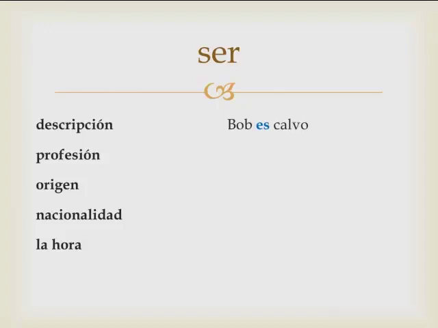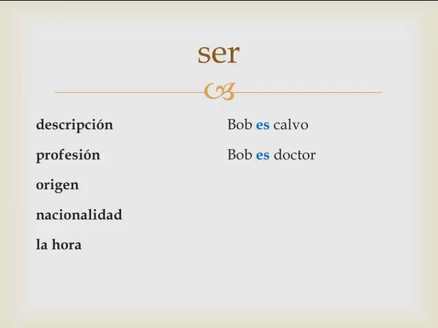You can see then when we're describing somebody, their physical attributes or their personality, we're going to use the verb ser, es. The same goes for your profession. For example, Bob es doctor. Bob is a doctor. Notice in English we would say Bob is a doctor. In Spanish we don't do that. They just say Bob es doctor.